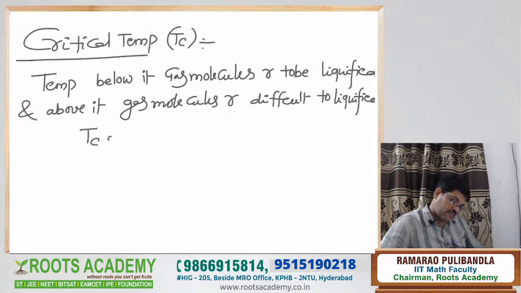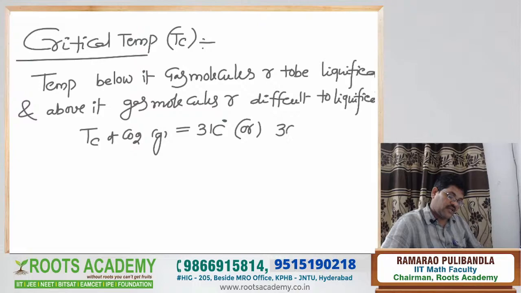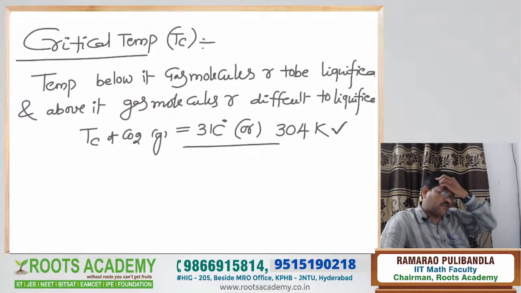Therefore, the TC of CO2 gas is what? The TC of CO2 gas is 31 degrees Celsius. In terms of kelvins, what do you write? 304 kelvins is taken. Let me repeat the bit once again.